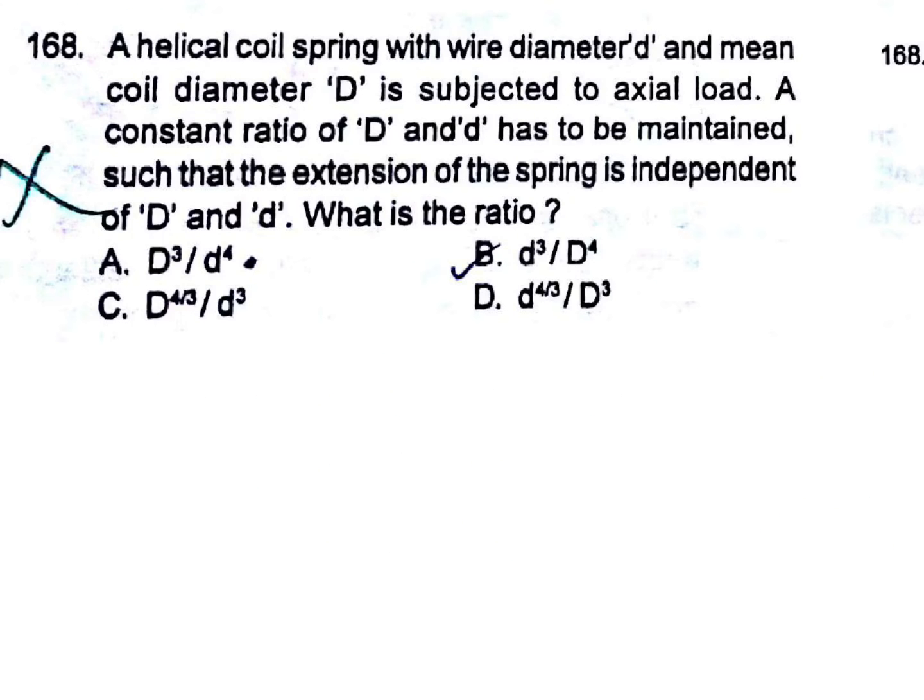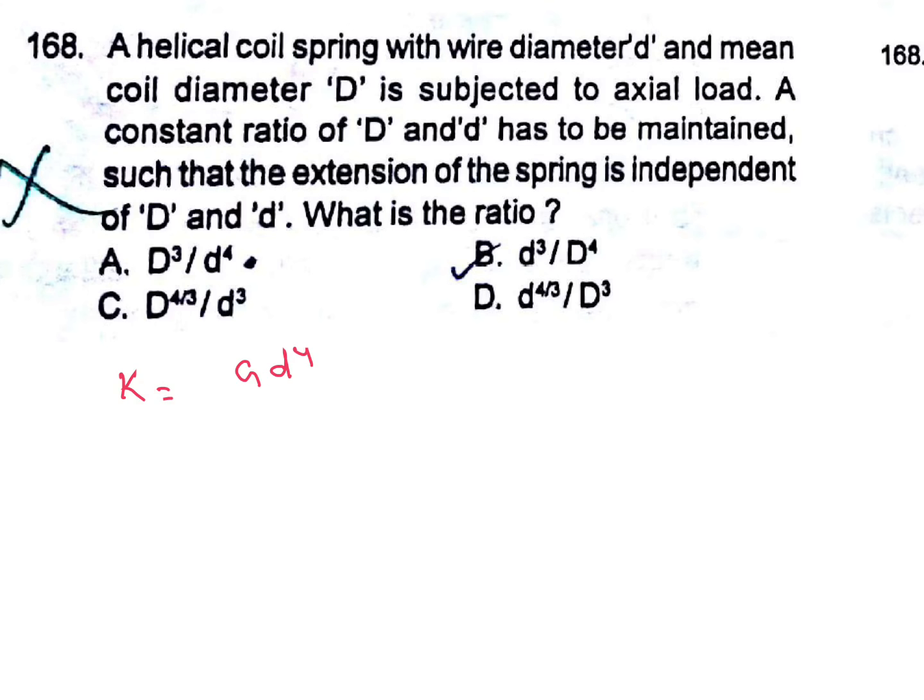A helical coil spring with wire diameter small d and mean coil diameter capital D is subjected to axial load. A constant ratio of capital D and small d has to be maintained such that the extension of spring is independent of capital D and small d. What is the ratio? We know our formula: K is G d to the power 4. K is stiffness.